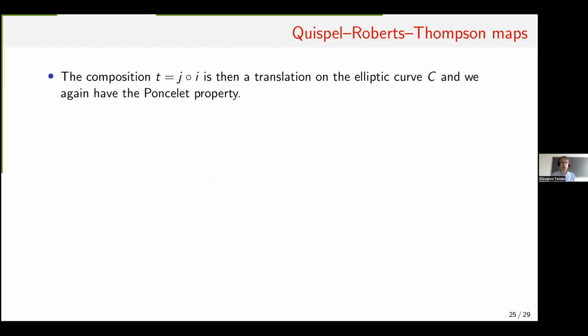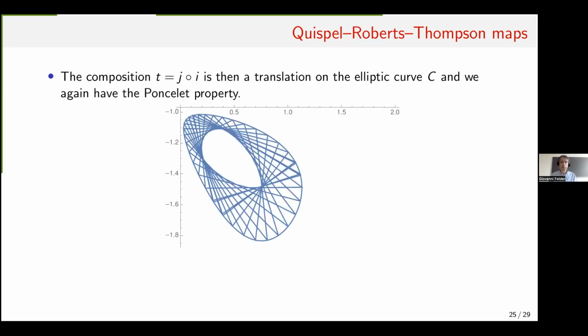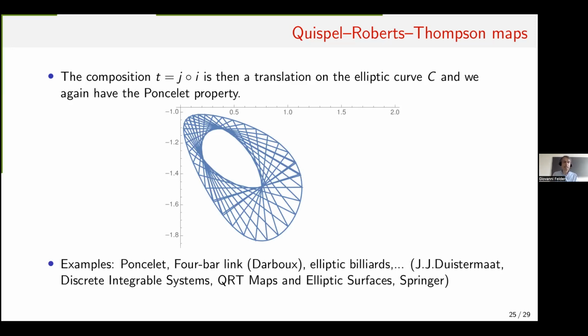And again, there is a Poncelet property. The Poncelet problem can be recast in this language in suitable variables, and also the Boltzmann billiard in suitable variables can be rewritten as a biquadratic curve. Here I draw the composition of horizontal and vertical involutions, and iterate it, and you get a picture like this. Okay, so there are many examples of this.